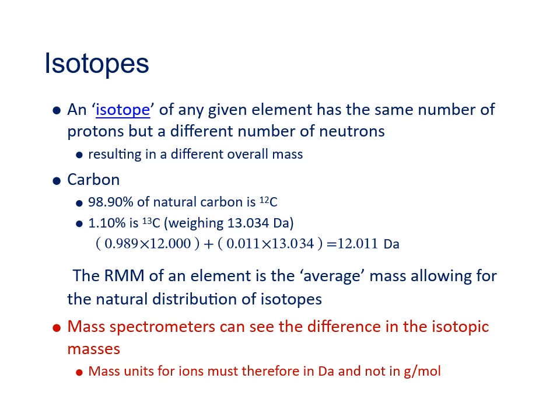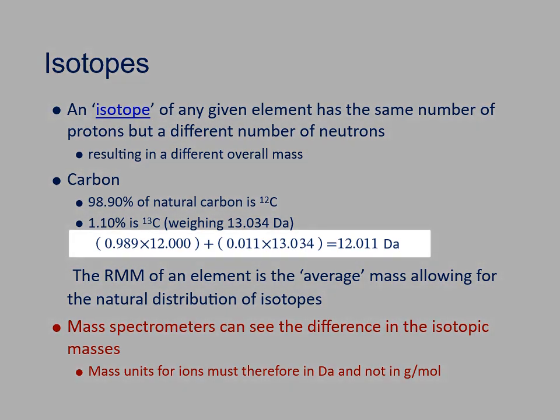Approximately 98.9% of all carbon is carbon-12, and that weighs exactly 12 daltons. But about 1.1% of natural carbon is carbon-13, and that weighs 13.034 daltons. But if we calculate the average mass of a carbon atom, adjusted by the relative abundance, then this turns out to be 12.011 daltons per carbon atom, even though each individual carbon atom must weigh either 12 or 13.034 daltons.